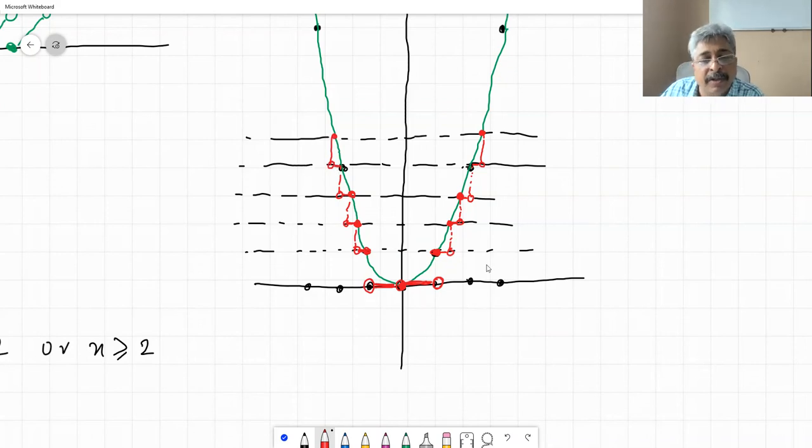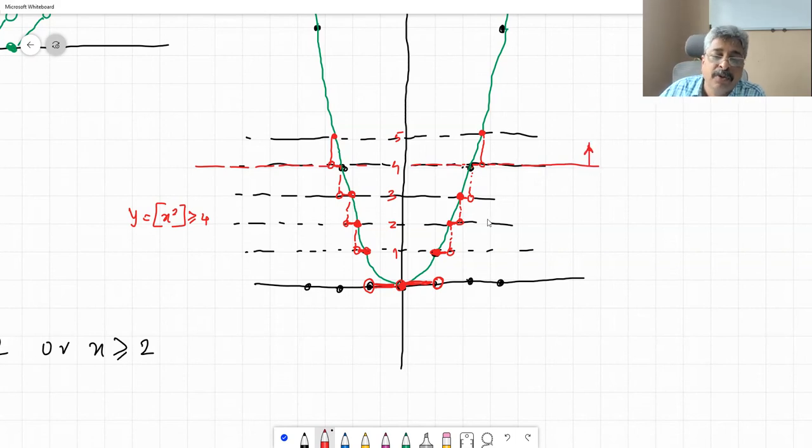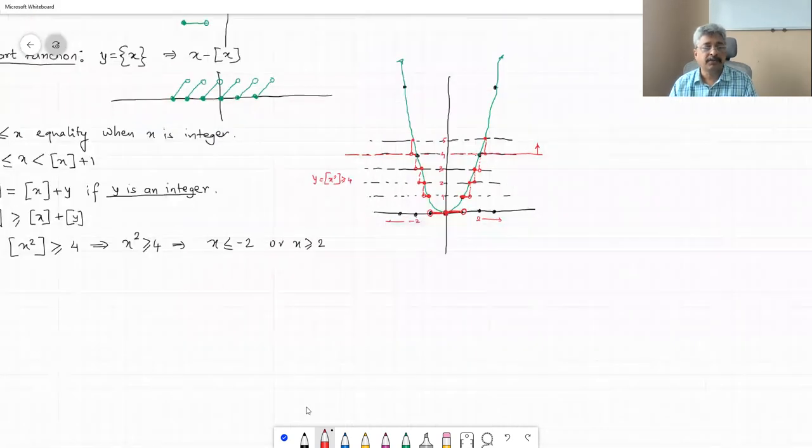Graphically, maybe sometimes you can solve it quickly. This is 1, 2, 3, 4, 5. I think you understand what is the graph of y equals greatest integer x squared. And you want this to be greater than or equal to 4. So you draw a horizontal line at 4 and check what values of x will give you all values of y greater than or equal to 4. You will find that x is going to be 2 or more than 2, or minus 2 or less than minus 2. That is how you are supposed to deal with the greatest integer function.